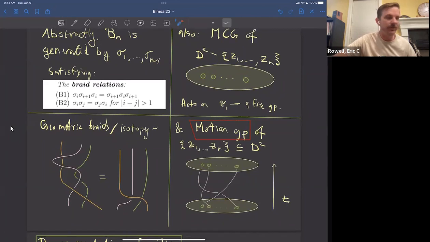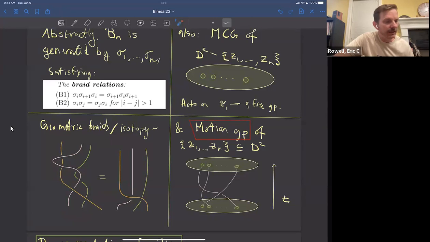You can also give a geometric definition, which is maybe the first one you would think of. You just think of braids as being some kinds of curves in R3 or in a slab in R3 up to isotopy. So, for example, these 2 braids are the same. So there's an equivalence relation.